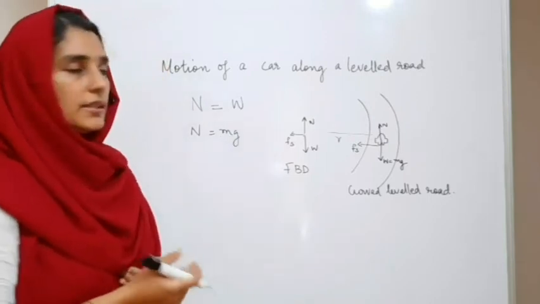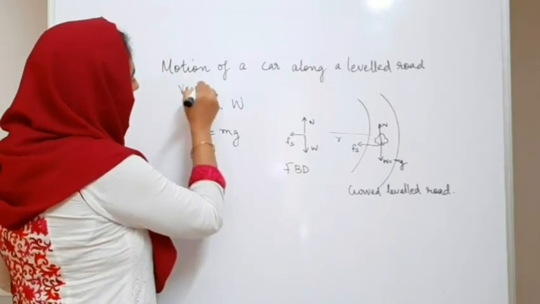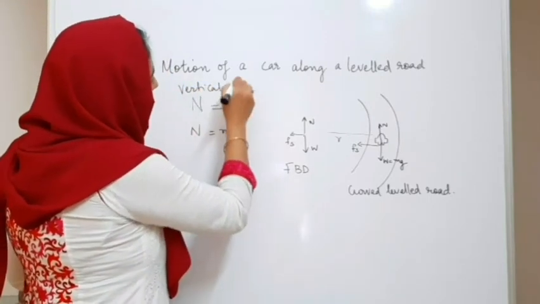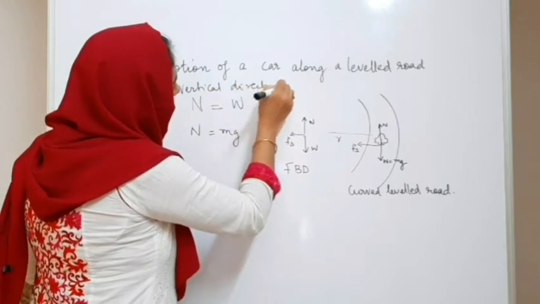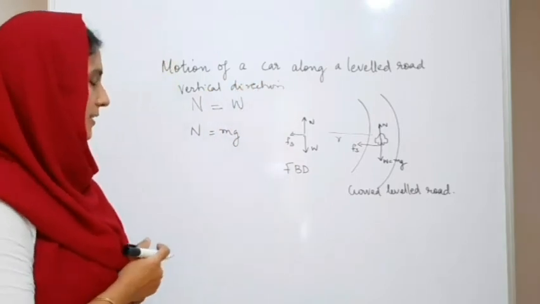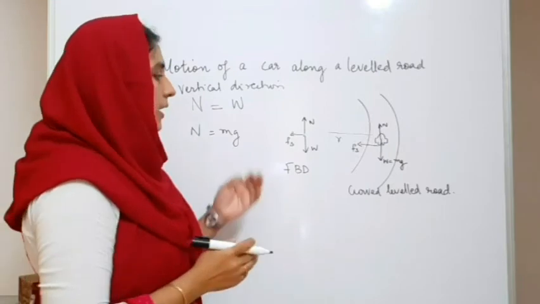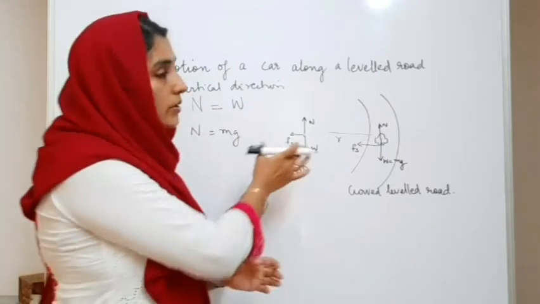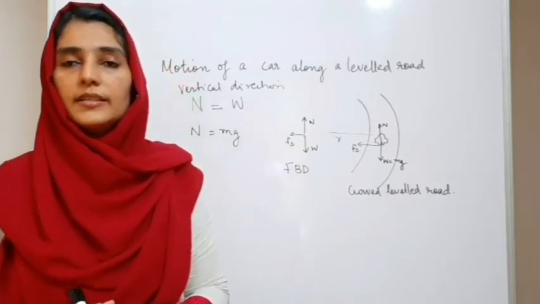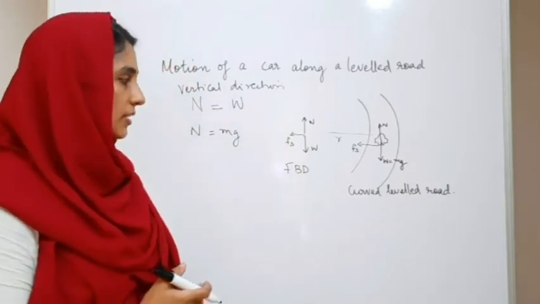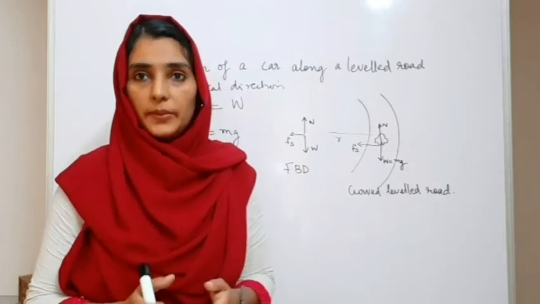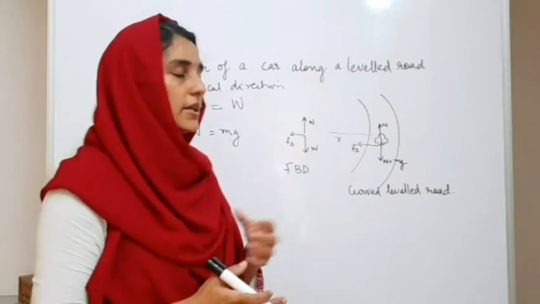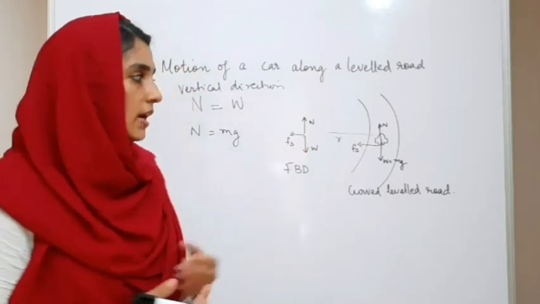As there is no acceleration along the vertical direction, we can simply write this expression N is equal to mg. Okay, now next we have to consider the horizontal direction. Along the horizontal direction the actual acceleration takes place, which is the centripetal acceleration, because this can be considered as a body moving in circular motion.